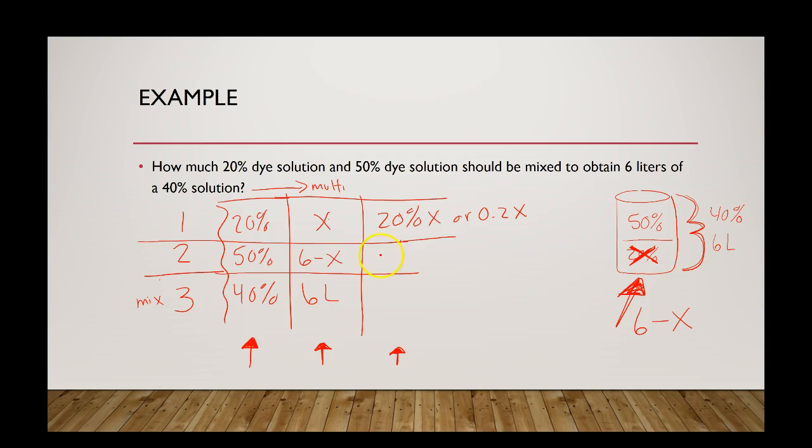Do the same thing for 50%, but now I multiply it by the whole 6 minus x, or that could be 0.5 times 6 minus x. And then for the last one, I have 40% times 6, which we can do the math on because there's no variable within that. That's going to give you 2.4.